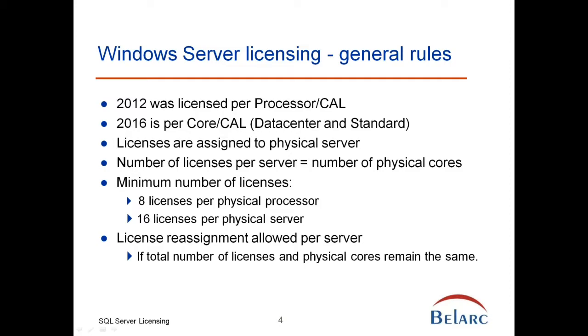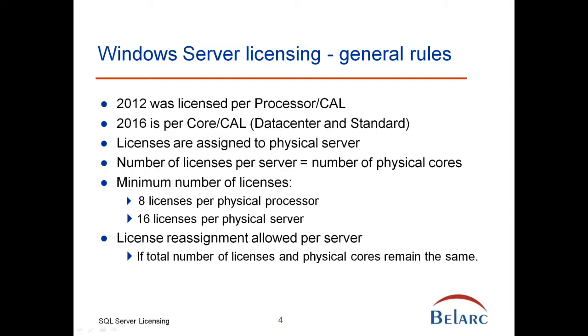So in 2016, the fundamental rule changed as to what you license. It used to be that you license the processor, but with the increase in the number of cores per processor, it's been going on for the last 10 years, 15 years, they finally switched to measuring by cores instead of by processors.